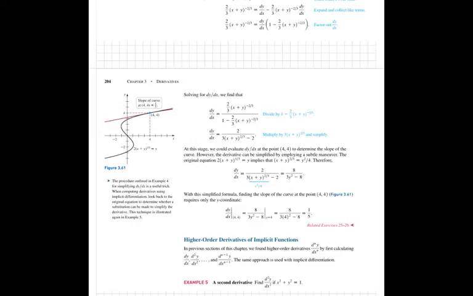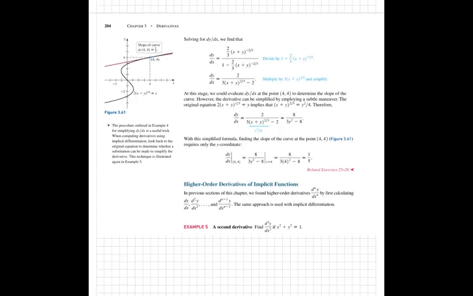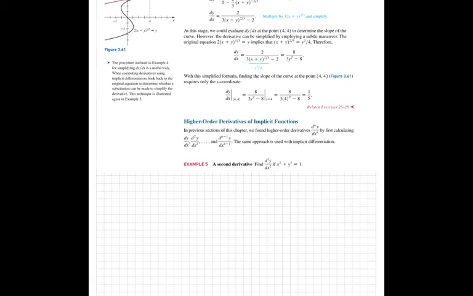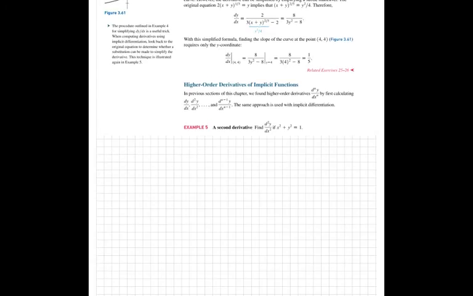All right. So a second derivative. Find the second derivative of y with respect to x if x squared plus y squared equals 1. I think that's all that it's asking. So we're asked to find basically the second derivative of y with respect to x, if x squared plus y squared equals 1, right?